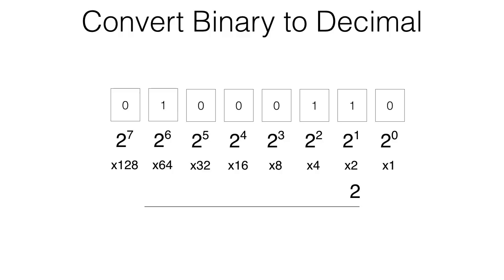I have 1 in the 2 to the power of 2, and that value would be a 4, correct? So I would take 1 times 4 is 4. Moving along, I can see my next one in this pattern is in the 2 to the power of 6. So 1 times 64 is 64. Then I want to add 64 plus 4 plus 2, and that gives me 70.